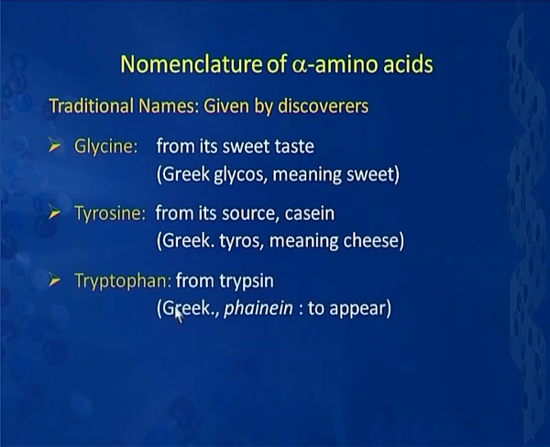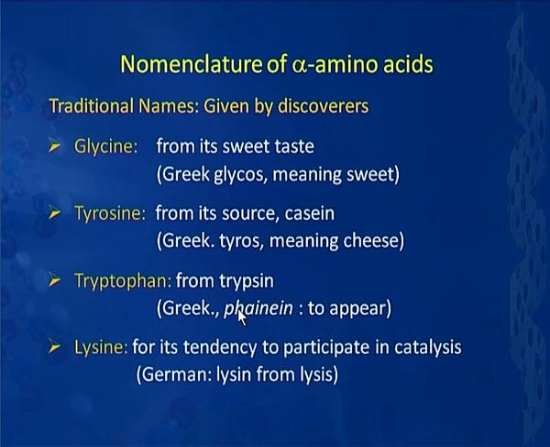Further, tryptophan derives its name from its source again, that is trypsin, which is an enzyme, and in Greek phenin means to appear. That means this particular amino acid appears in the enzyme called trypsin. Similarly, we have lysine, which derives its name from a tendency to participate in the catalysis part of it, primarily the lysis, that is, in German lysine means breaking down, and so on and so forth.